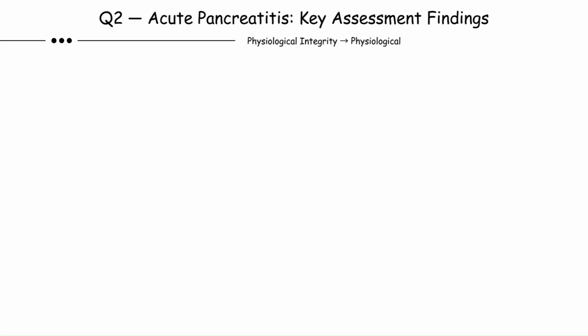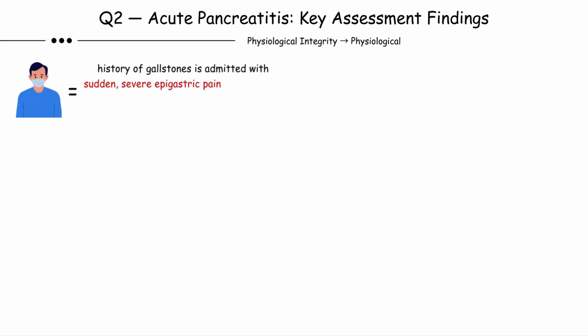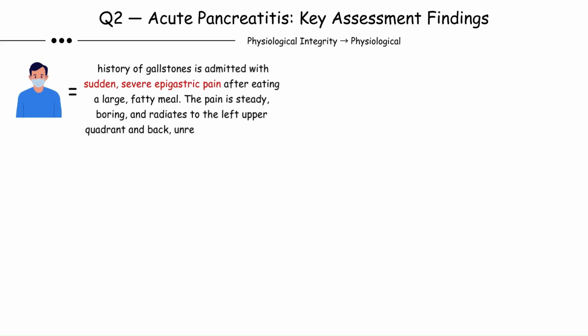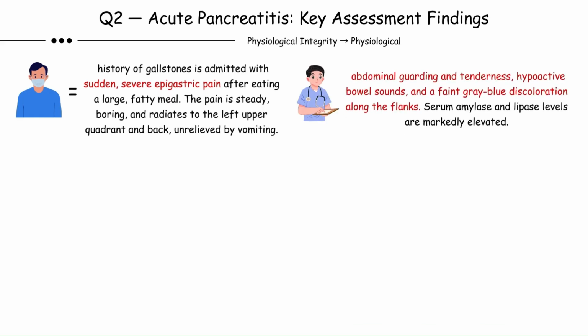Question 2. Acute pancreatitis, key assessment findings. It is a select all that apply question. A 44-year-old client with gallstones comes in after eating a large fatty meal. Sudden, severe epigastric pain begins. The pain is steady, boring, radiating to the left upper quadrant and to the back. Vomiting does not help. On assessment, there is abdominal guarding and tenderness.